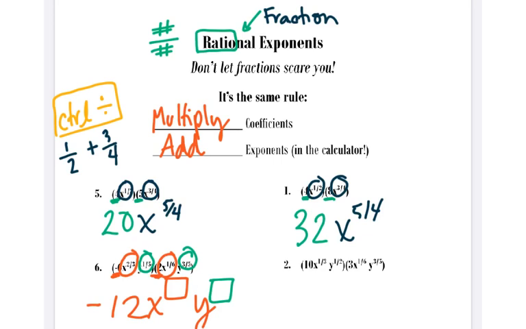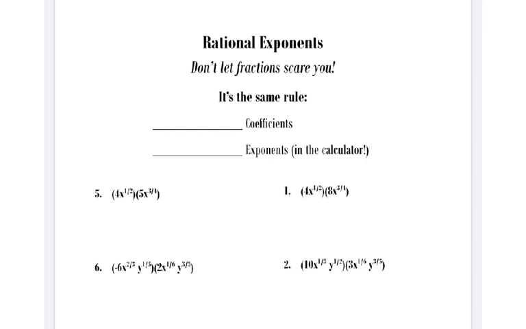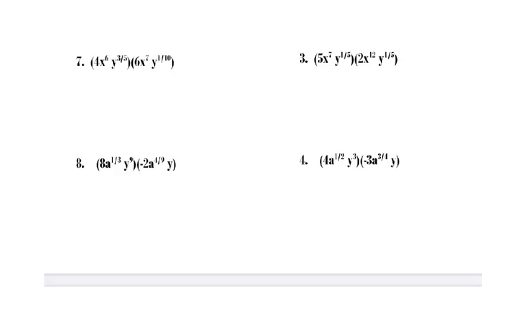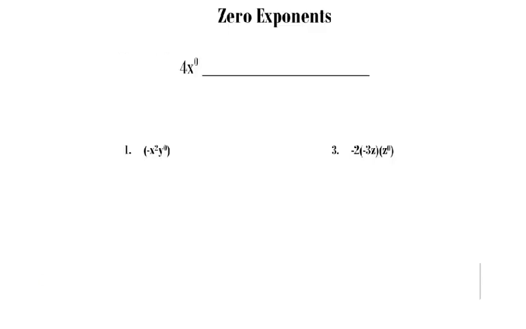So go ahead and try through the rest of these here. Multiply the big number, that's called a coefficient, and add your exponents. Same thing, you'll do the same with 7 and 8, and then 3 and 4. Multiply big number, add your exponents. So when you're ready, go ahead and flip to the very last page.